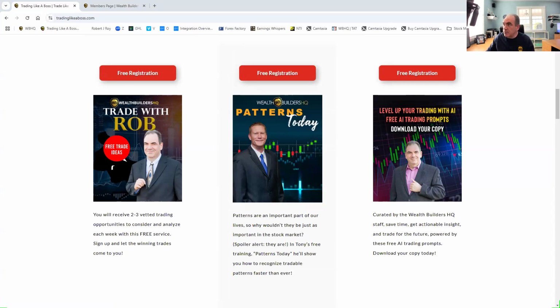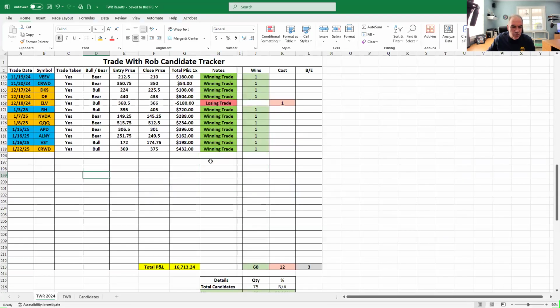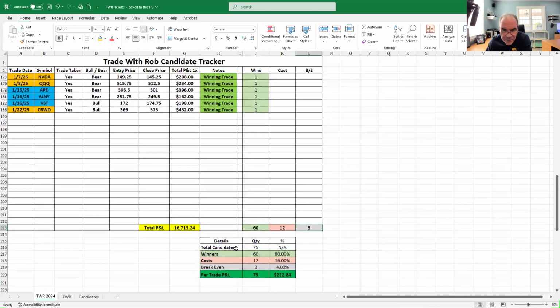Where is it opening up? My spreadsheets are taking a long time. Okay. So if you look down at the bottom here, now this is from June 25th of 2024. We're up 16,713.24 on one contract trade. 60 winners. 12 went against us, 3 broke even, 75 trades taken.